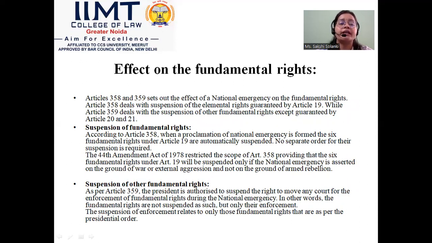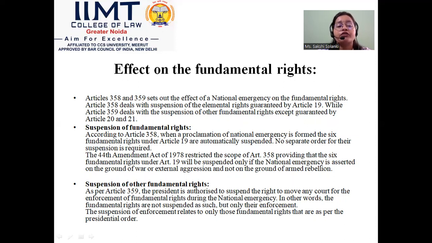Suspension of fundamental rights. According to Article 358, when a proclamation of emergency is made, the 6 fundamental rights under Article 19 are automatically suspended. No separate order for their suspension is required.